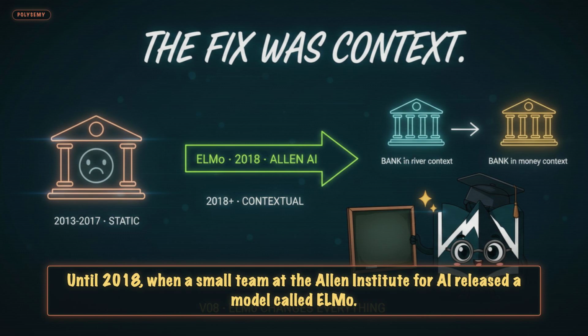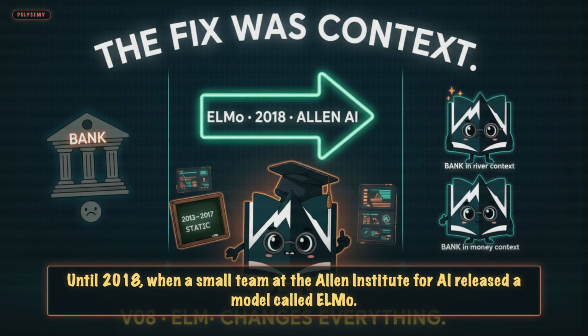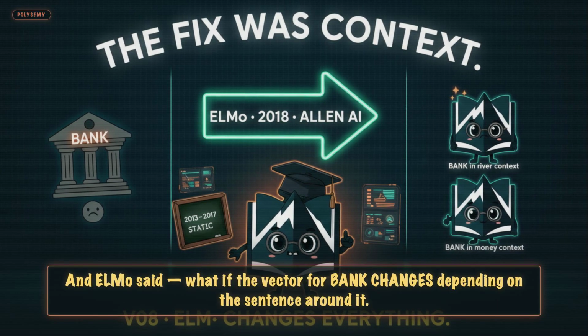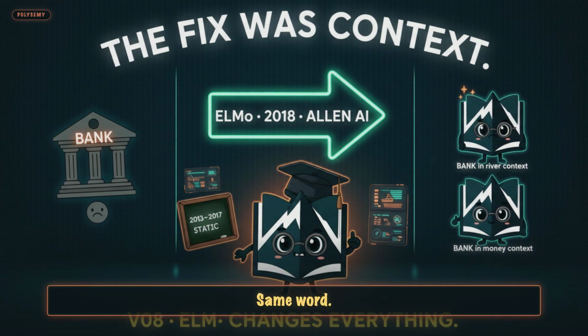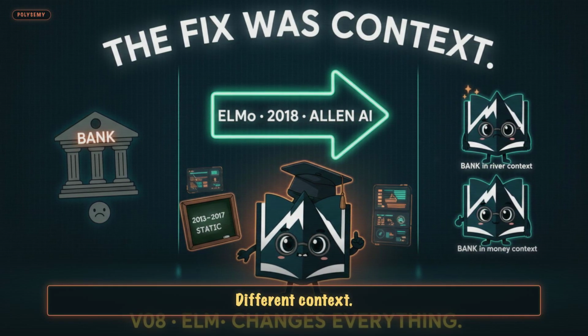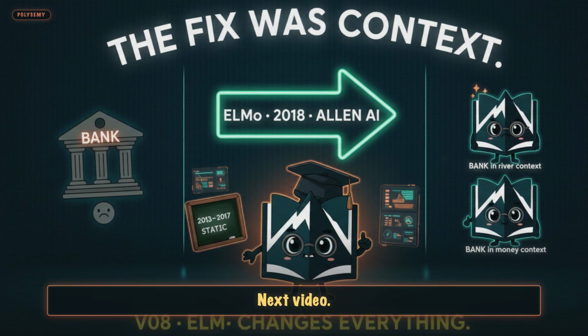Until 2018, when a small team at the Allen Institute for AI released a model called ELMo. And ELMo said, what if the vector for bank changes depending on the sentence around it? Same word, different context, different vector. And that changed everything. Next video.